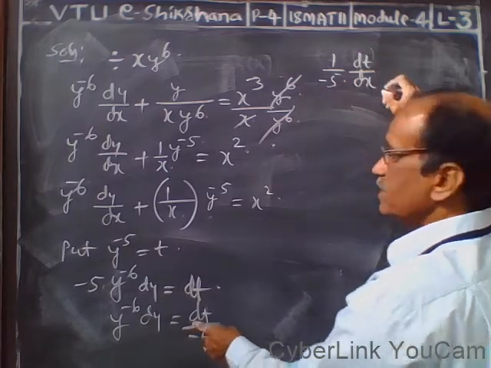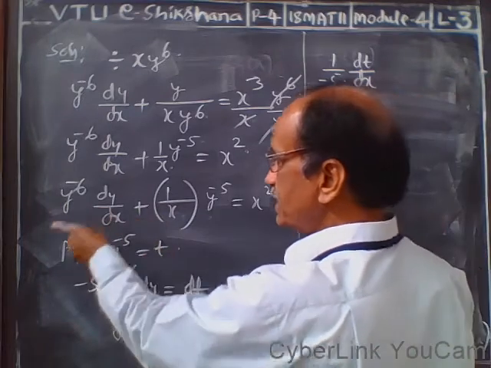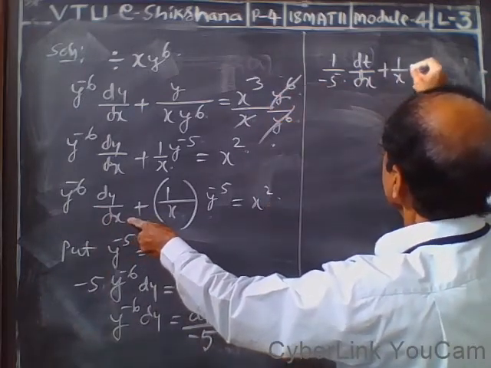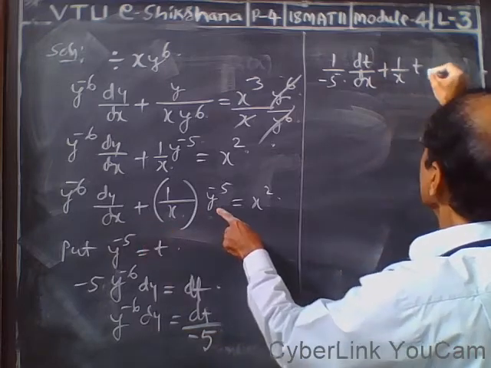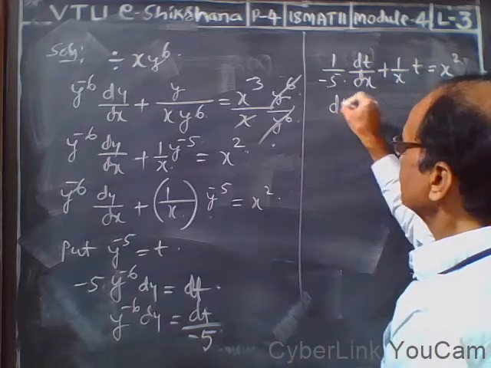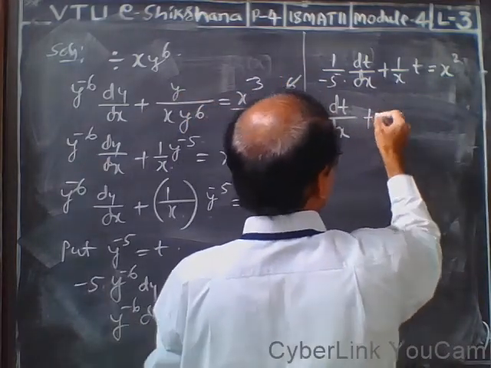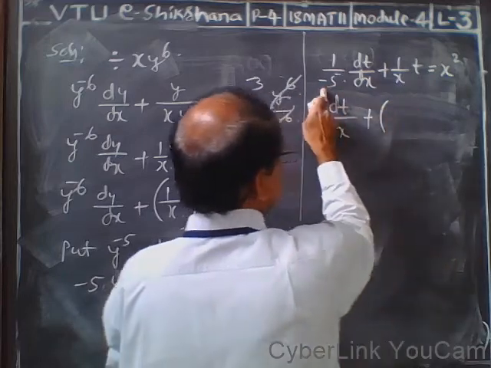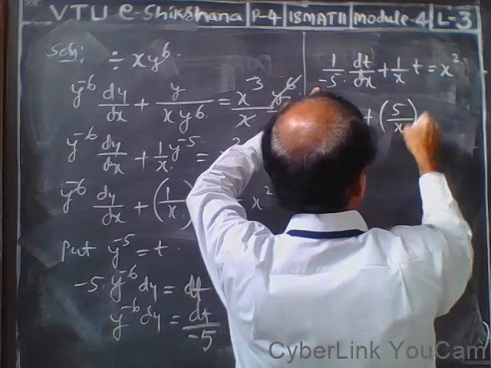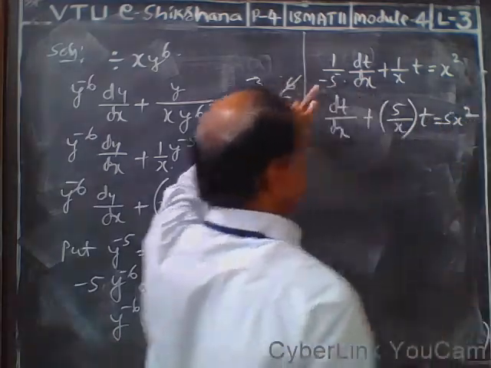dt by dx, 1 divided by minus 5 dt by dx plus 1 by x into t is equal to x square. Then we can remove this minus 5, multiplying throughout by minus 5, so dt by dx plus 5 divided by x into t is equal to minus 5 x square.